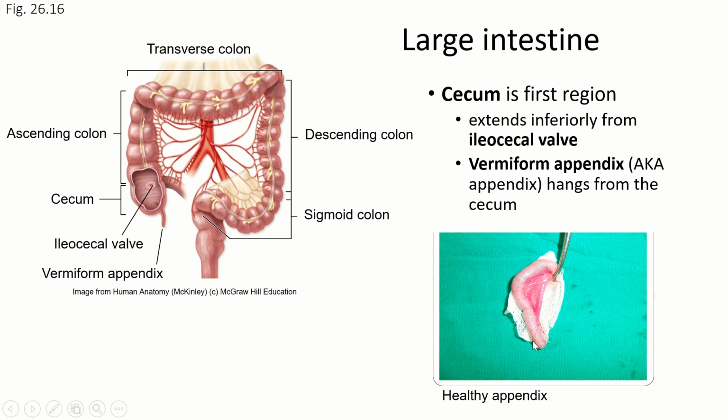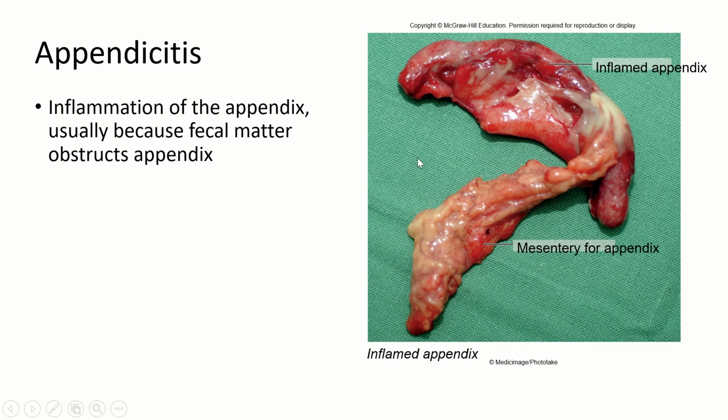Looks like this when it's nice and healthy. Vermiform means worm-shaped, so it's a little wormy thing. If your appendix is not healthy, then it looks like this. This is a terribly inflamed appendix. This is some of the mesentery that was holding it in.